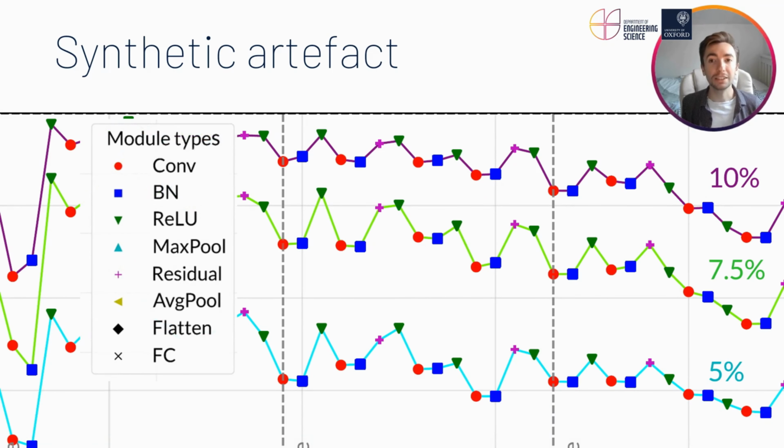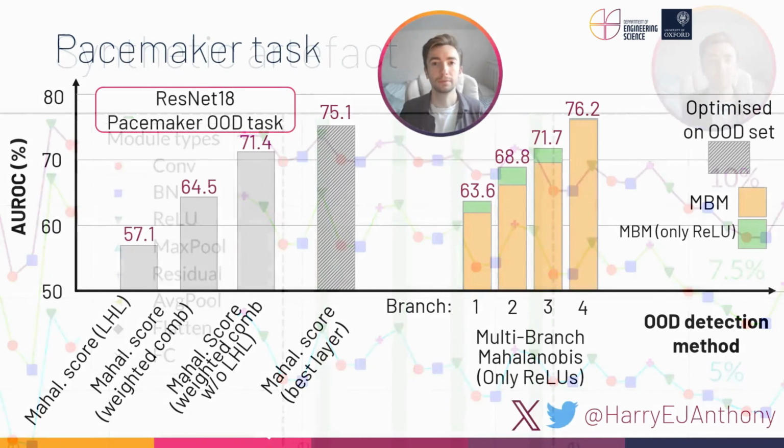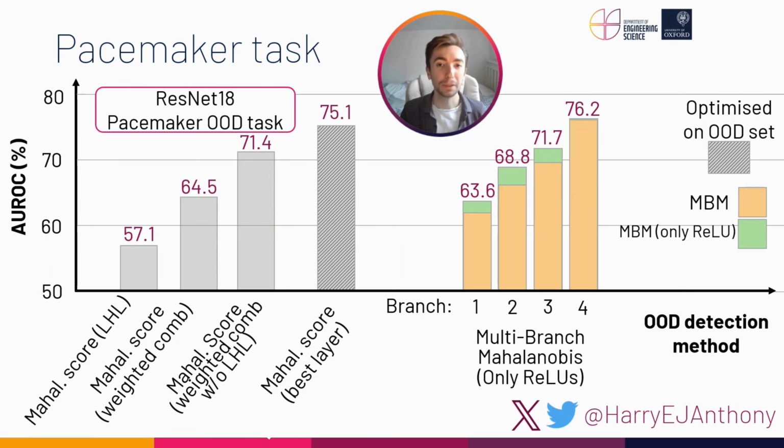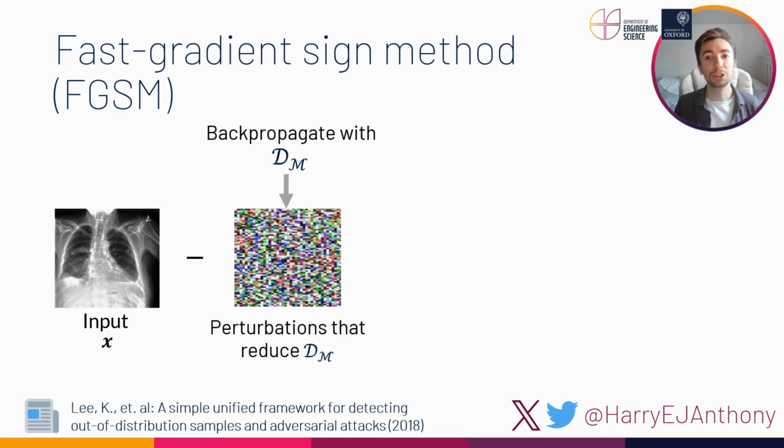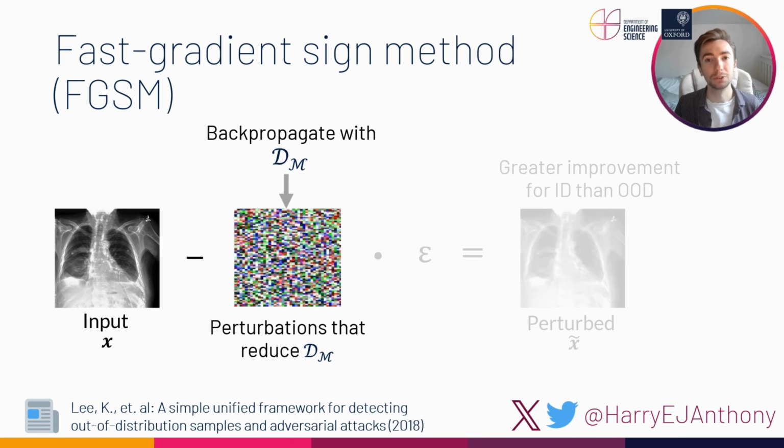Remember before I mentioned that AUC typically improves after a ReLU operation? Well, if we use multi-branch Mahalanobis just after ReLU operations, we get a further improvement in the AUC. However, we can do even better than this by using a method called fast gradient sign method. How this works is we backpropagate the Mahalanobis distance as a loss, and we use this to calculate perturbations which can be used to reduce the Mahalanobis score.